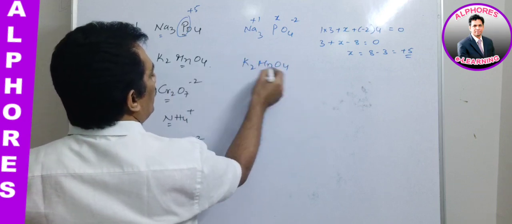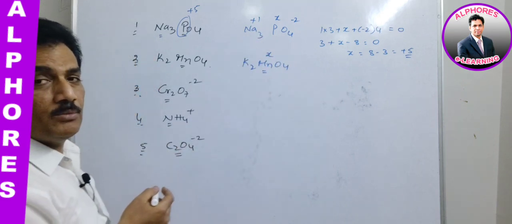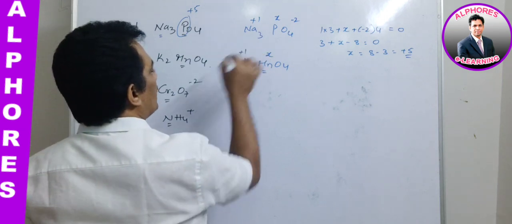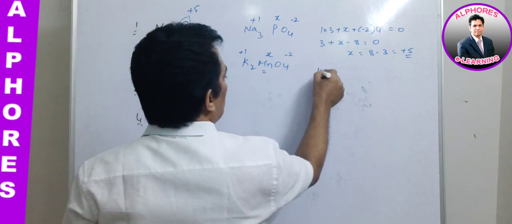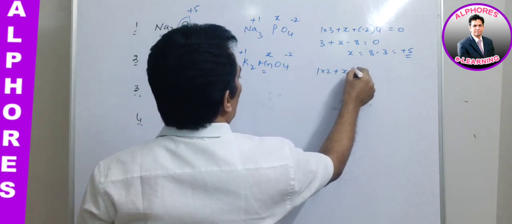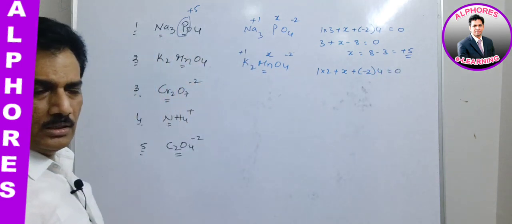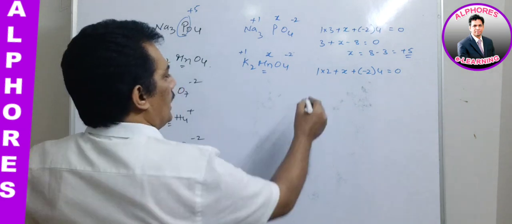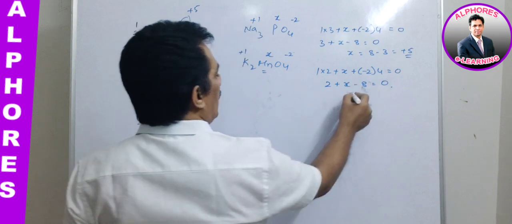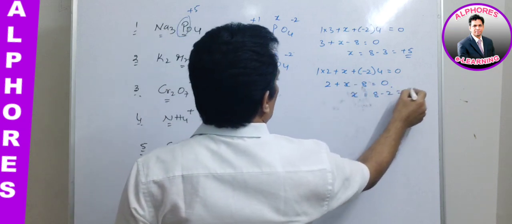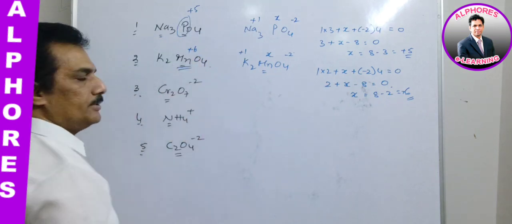Coming to K2MnO4, we don't know Mn and hence it is X. Potassium is a first group element and hence it is +1, and oxygen is -2. Again 1 into 2 plus X plus -2 into 4 is equal to 0. As usual, the sum is equal to 0. Now 2 plus X minus 8 is equal to 0, X is equal to 8 minus 2, that is 6. Plus 6 is the oxidation state of manganese.